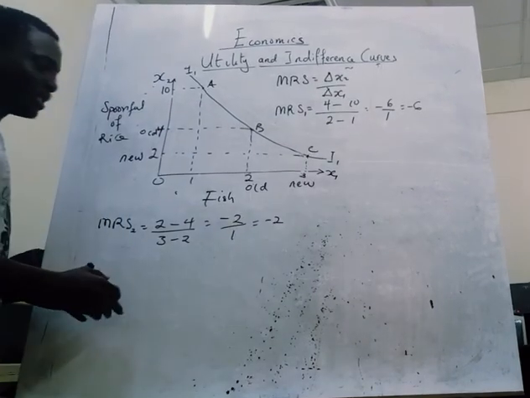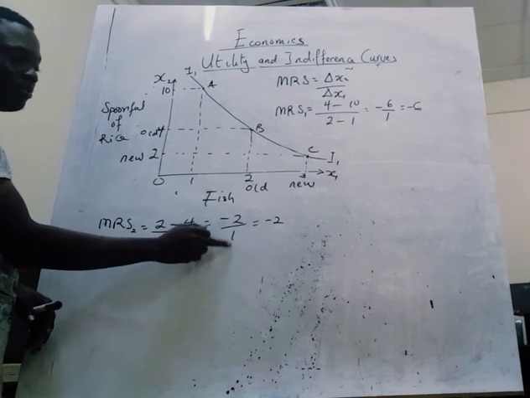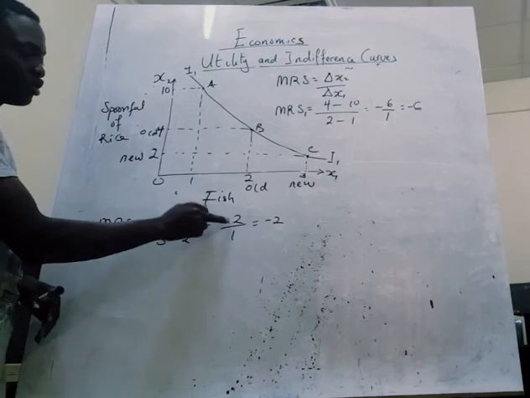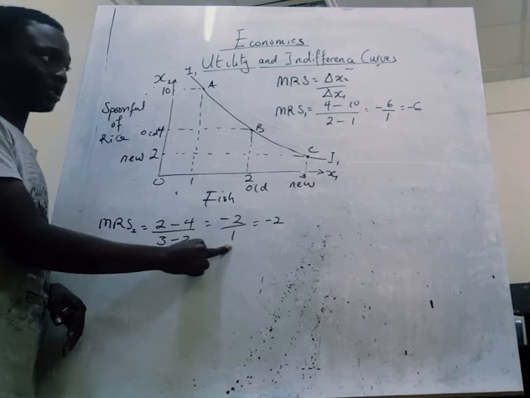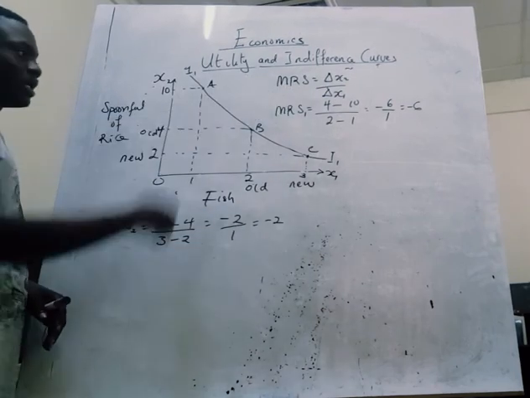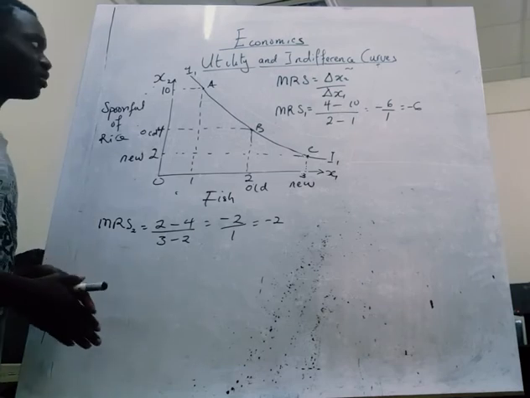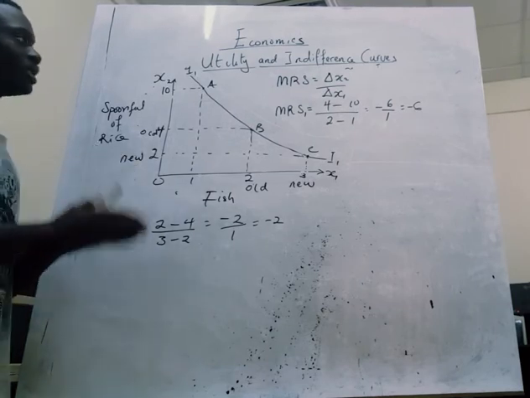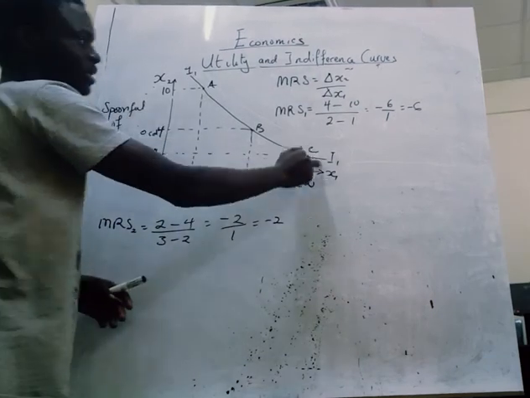So by the time we get here, for the same X1, which is the fish, for the same quantity of fish, this consumer is now willing to give up just 2 spoonfuls of rice in order to get 1 additional fish, which is different from what we have there. That is the reason why we say that the marginal rate of substitution reduces when you move along the indifference curve from the left-hand side to the right-hand side.